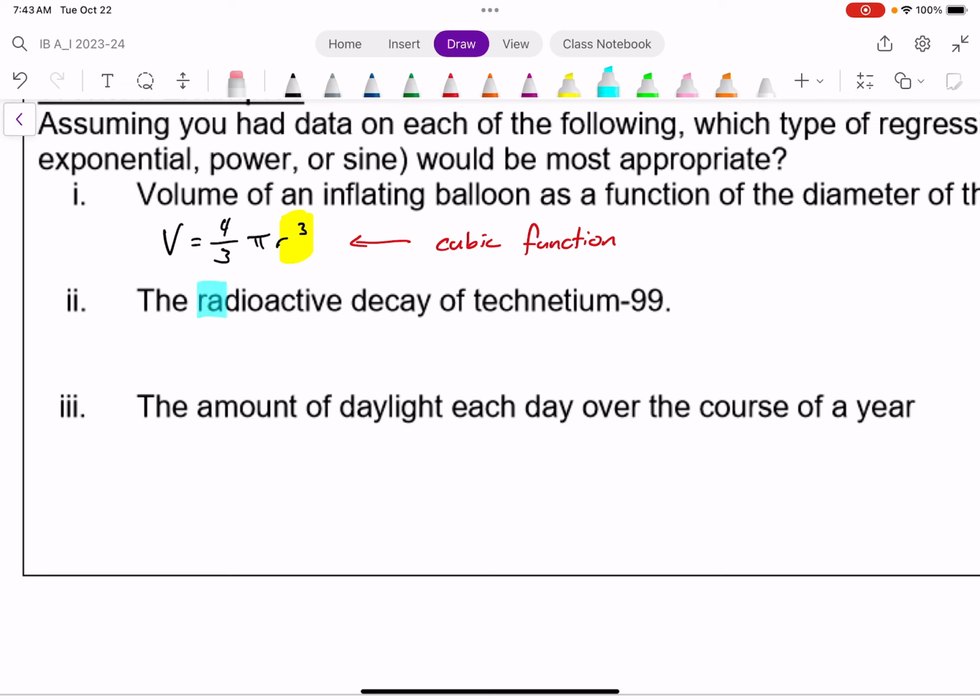Radioactive decay. As soon as we see the word decay, that generally applies to exponential decay, which we've seen before in the course, which means, not surprisingly, we'd use an exponential function.